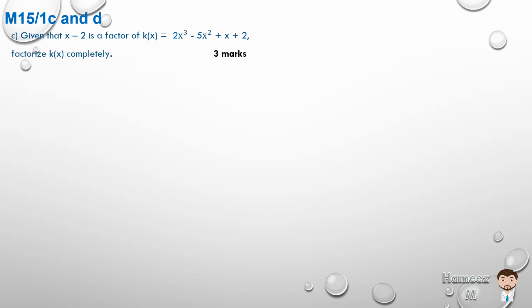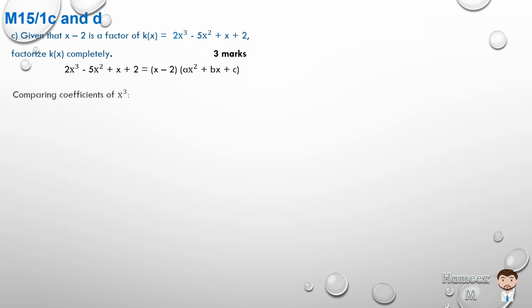May 2015, number 1c. Given that x minus 2 is a factor of k of x, which is equal to 2x cubed minus 5x squared plus x plus 2, factorize k of x completely. So we're trying to find the linear factors of this polynomial of degree 3, and we know x minus 2 is a factor. So we can rewrite it: 2x cubed minus 5x squared plus x plus 2 is equal to (x minus 2), which is a factor, multiplied by a quadratic. Because a linear times a quadratic will give us a cubic.